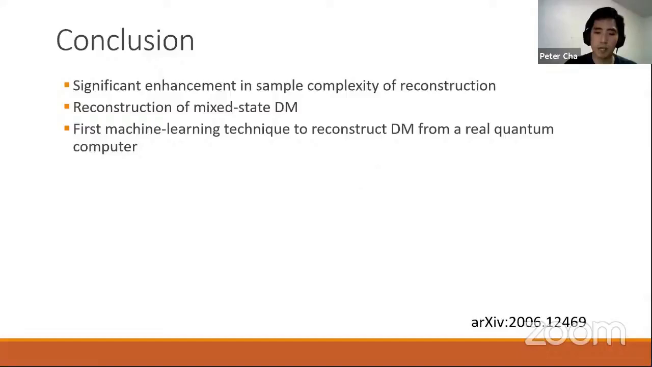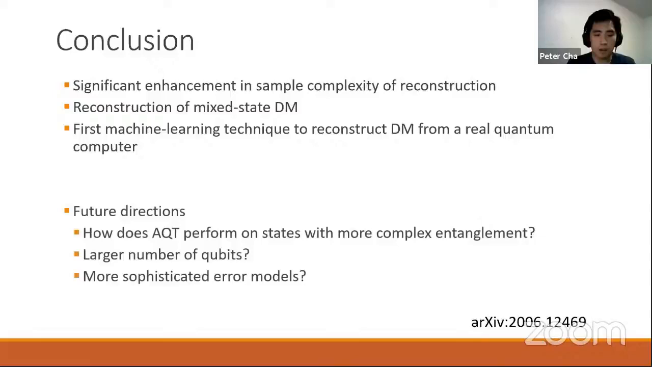And so for future directions, there are many directions. In this work, we've primarily focused around the GHZ state, but of course, one can wonder how it performs on states with more complex entanglement, more complex structures. We can also ask, work with larger number of qubits, especially in an experimental setting. And also, of course, we could think about more sophisticated error models that more accurately reflect the types of noise that are present in a real quantum device.